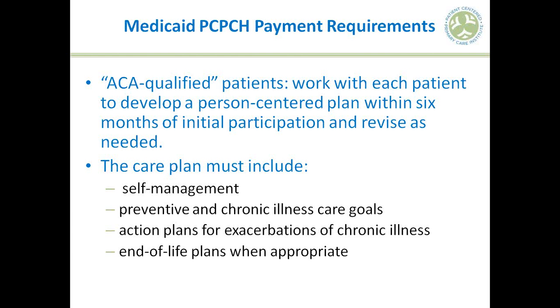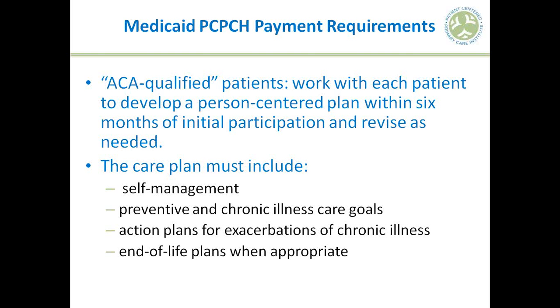Again, there's reasons behind that. This is not just a checkbox thing, but there's really good evidence that for more complicated patients, care plans make a difference. So it's important to understand that the care plans, and this is straight from the Medicaid payment program rules, must include self-management goals, preventive and chronic illness care goals, action plans for exacerbations of chronic illness, and, if appropriate, end-of-life plans. So that's laid out in the rules, and I just present that as a way for you all to organize and think about what it means to have a person-centered care plan as opposed to a disease-specific care plan, you know, what Medicaid and CMS have required for these payments.